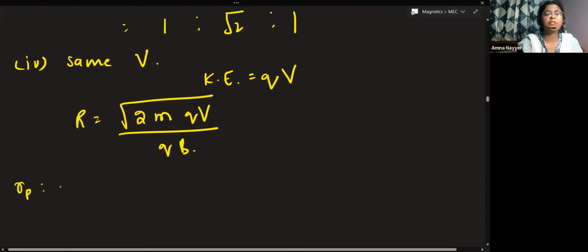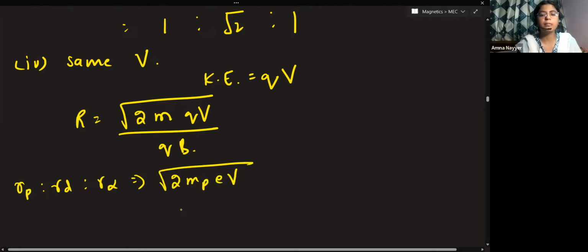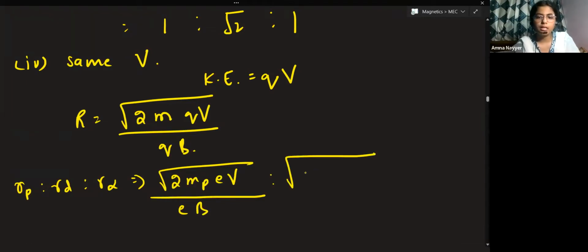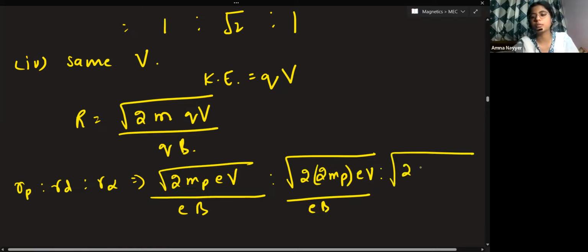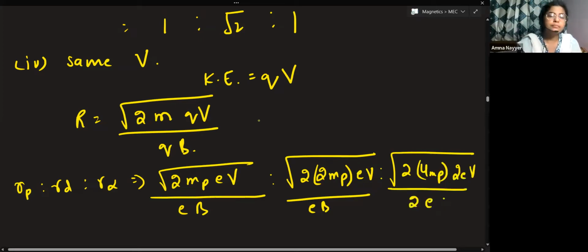Now you can find the formula of RP is to RD is to R alpha. That becomes what? Under root 2 MP EV divided by EB. This is to under root 2 into twice of mass of proton because this is the mass of deuteron. And charge remains the same. So here it will be the same. Now what is left? 2 into, this is twice the mass of proton. This is 4 times the mass of proton, and the charge is also doubled here. So that becomes 2e.